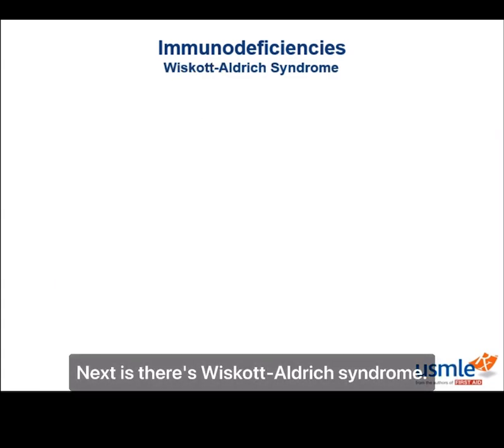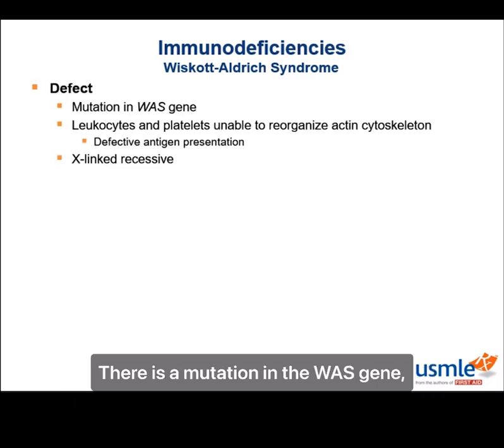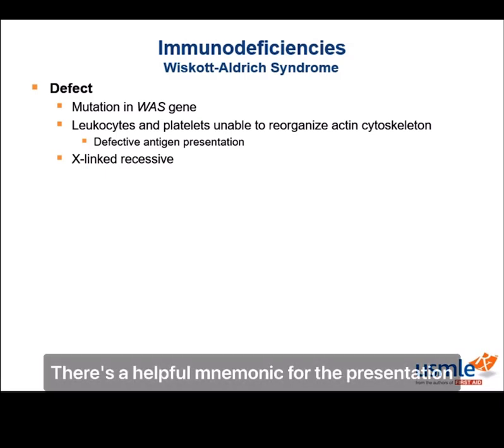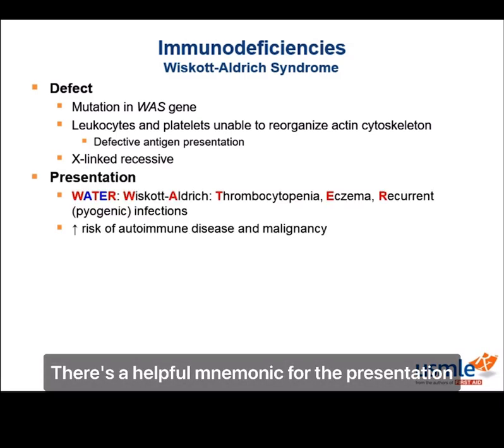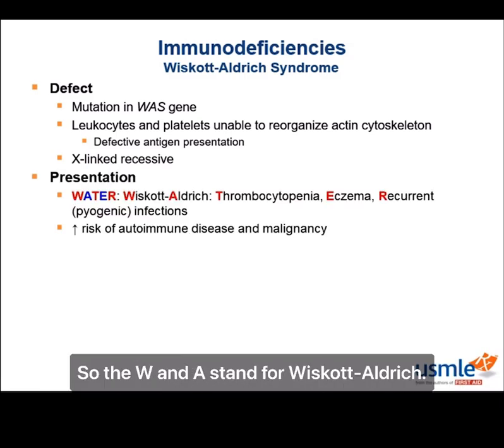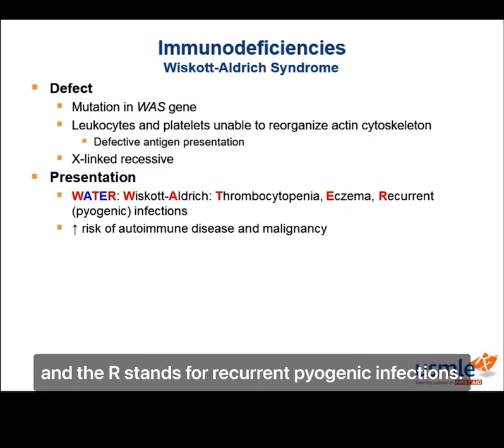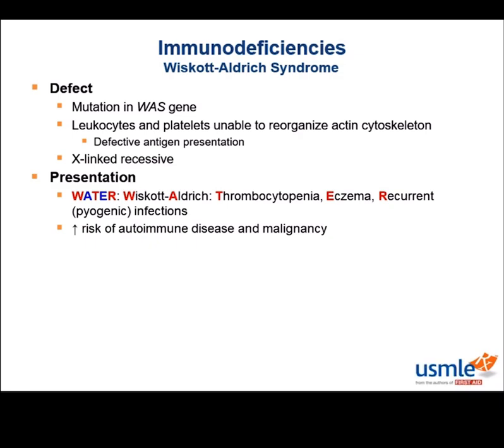Next, there's Wiskott-Aldrich syndrome. There's a mutation in the WAS gene, and we can't present antigens well because the leukocytes and platelets can't reorganize the actin cytoskeleton and move around like they want to. There's a helpful mnemonic for the presentation, and it's WATER. So the W and A stand for Wiskott-Aldrich, the T stands for thrombocytopenia, the E stands for eczema, and the R stands for recurrent pyogenic infections.